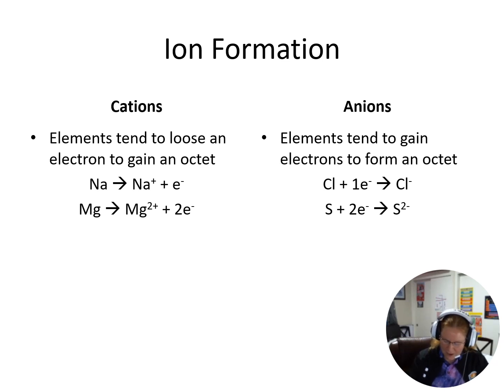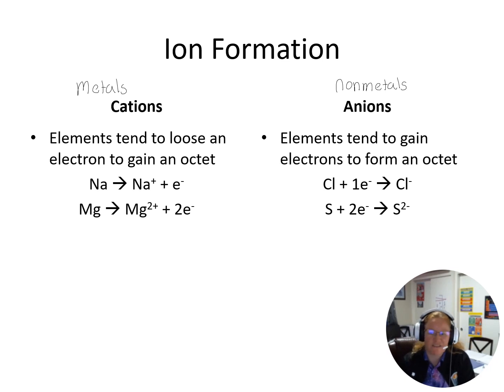Our cations are going to tend to be our metals. Our anions are going to be our nonmetals. Our metals have fewer valence electrons. Our nonmetals have more valence electrons. So we're trying to get to 8. At the end of every period, our noble gas has a full valence shell. So what our atoms are trying to do is have a valence shell that looks like a noble gas.